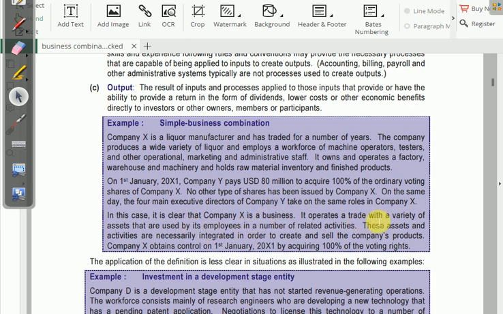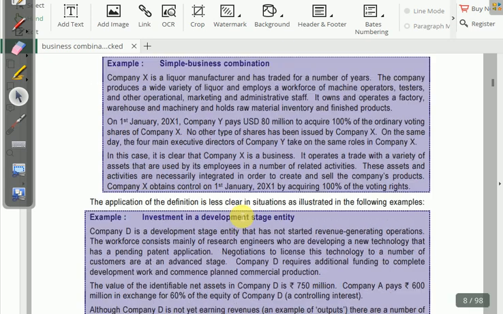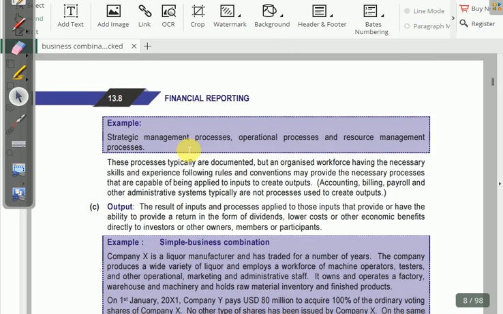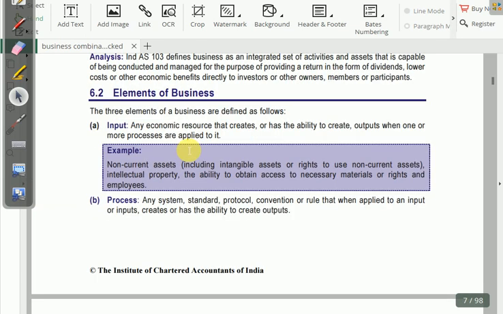It operates a trade with a variety of assets that are used by its employees in a number of related activities. These assets and activities are necessarily integrated in order to create and sell the company's product. Company Y obtains control on 1st January by acquiring 100% of the voting rights. This is just an example of business. It is showing that we are getting some business, not just some assets separately or in isolation. A business should have some processes and some inputs, and by using those inputs and processes we get the ability to create output. It's not always necessary to get output.